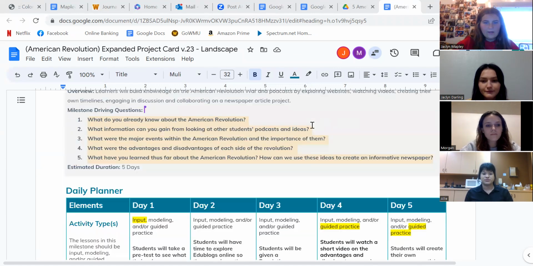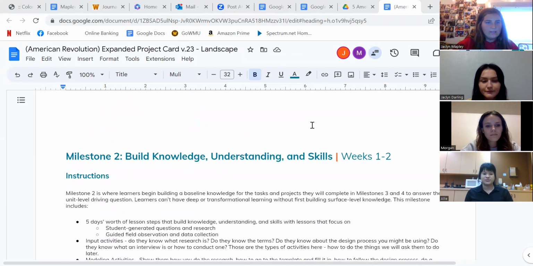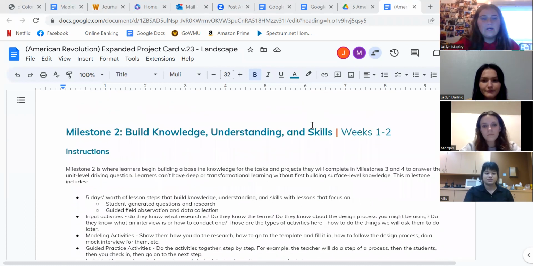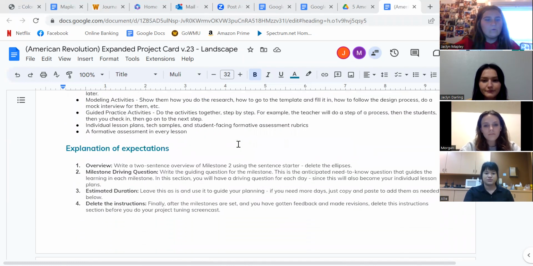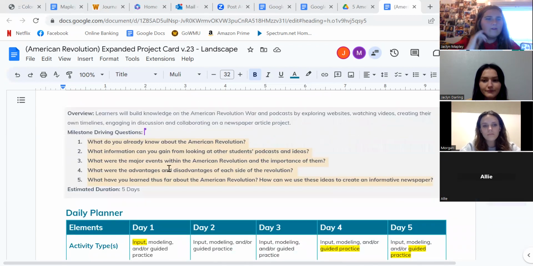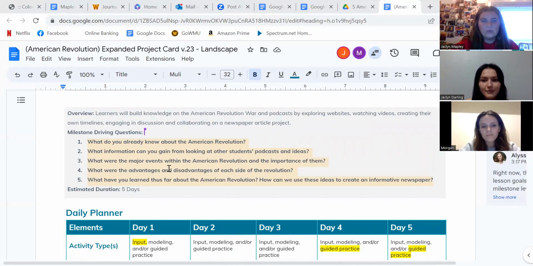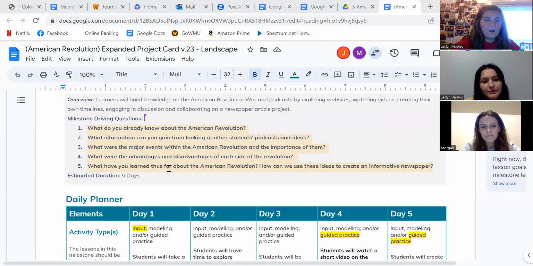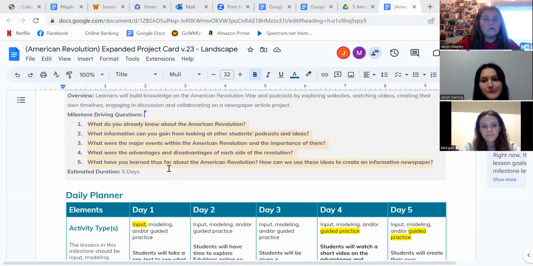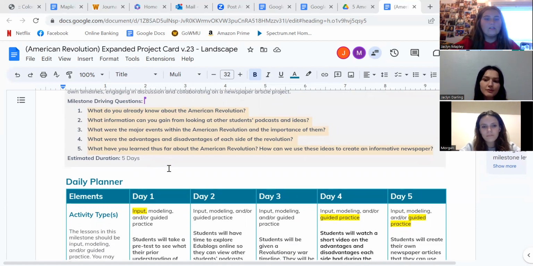Cool. And then milestone 2 is build knowledge, understanding, and skills. That's for the first 2 weeks. We did our milestone driving questions. What do you already know about the American Revolution? What information can you gain from looking at other students' podcasts and ideas? What were the major events within the American Revolution and the importance of them? What were the advantages and disadvantages of each side of the revolution? What have you learned thus far about the American Revolution? How can we use these ideas to create an informative newspaper?